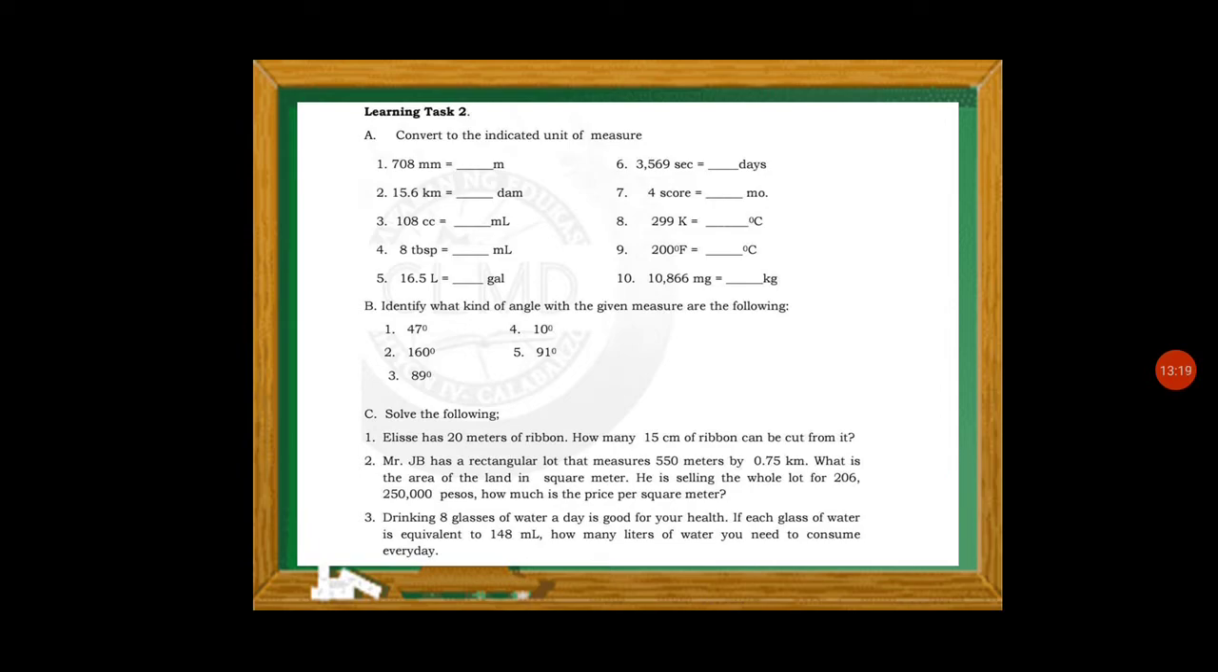So for number 2, that is 2 steps. So that is two steps from kilometer to decameter. So you have to multiply because kilometer is bigger than decameter. So bigger unit to smaller unit is to multiply.